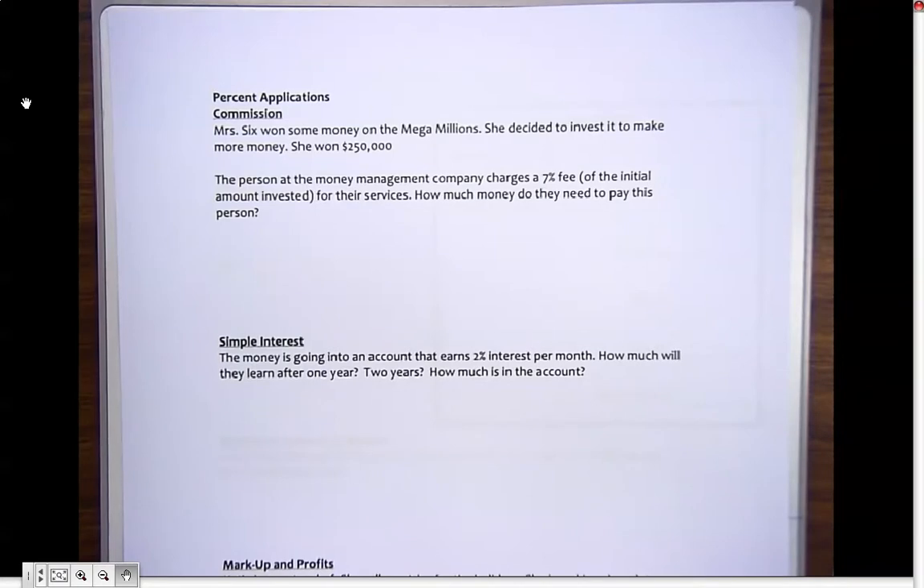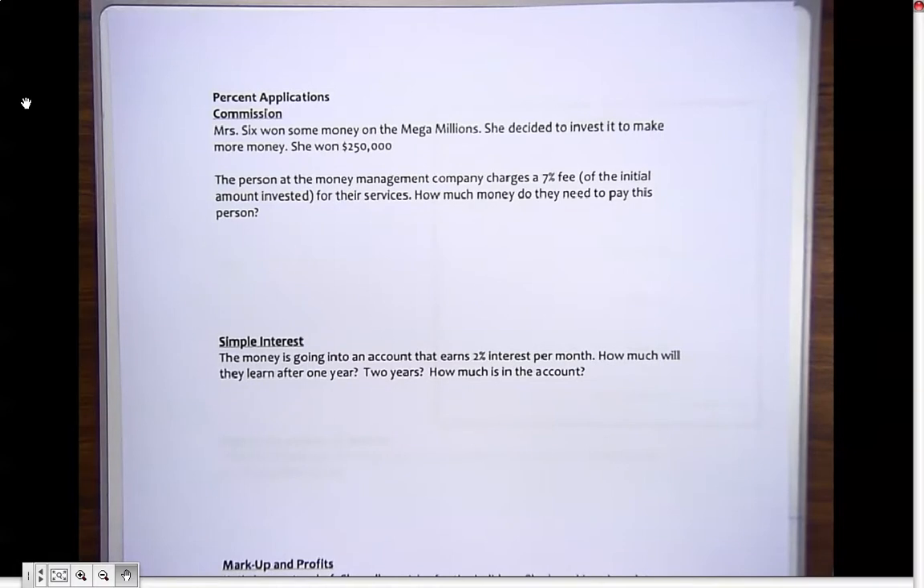Welcome to Percent Applications. Today we're going to be looking at several ways that percents are used and some various calculations. And these are things that you are likely to see in your everyday life.